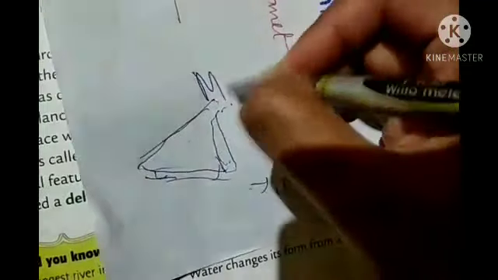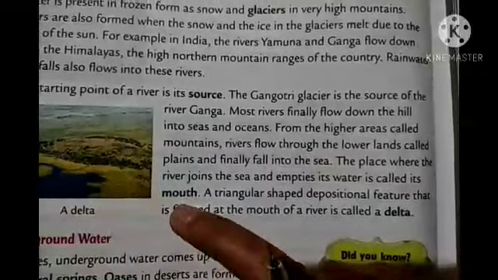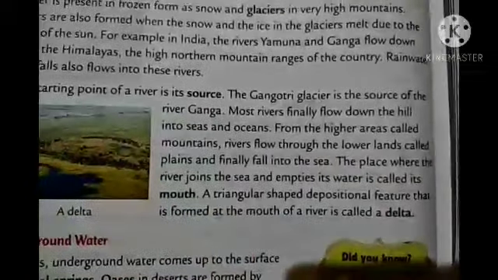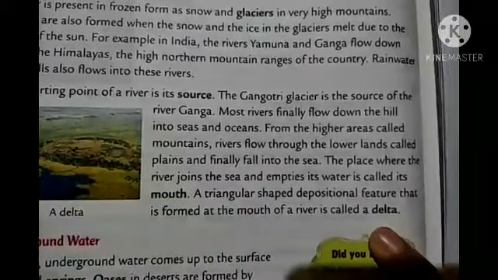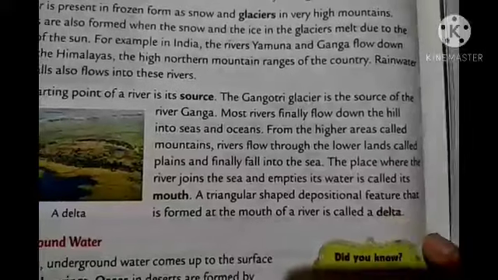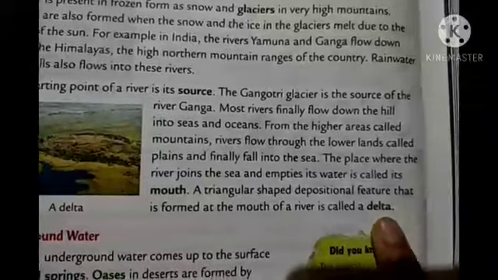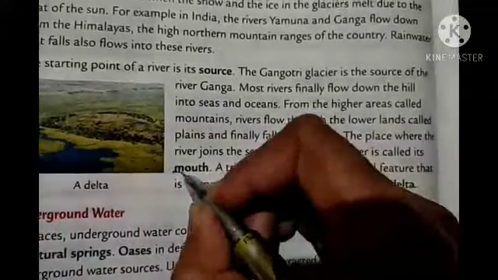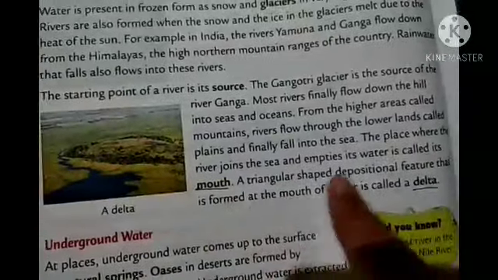And delta always forms at the mouth of the river. So if it is asked what is mouth, you have to say that the point where a river joins the sea and empties water is called mouth. And what is delta? Delta is a triangular shaped depositional feature that forms at the mouth. These two points are very, very important. You can underline this.